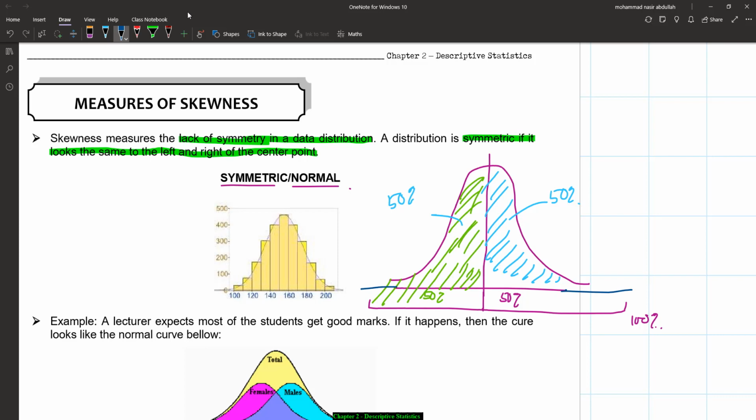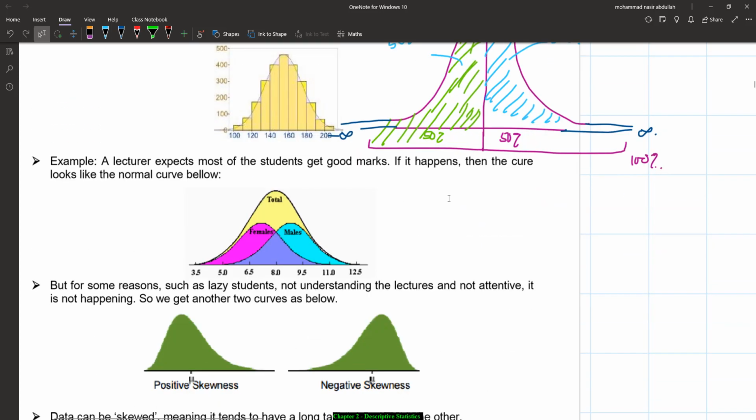Asymptotic distribution means that this is from negative infinity to infinity. So it will never touch the axis. It will never touch the axis, right? Because the probability of an event cannot be 0, right? So this is the shape of normal or symmetrical distribution lah, right?